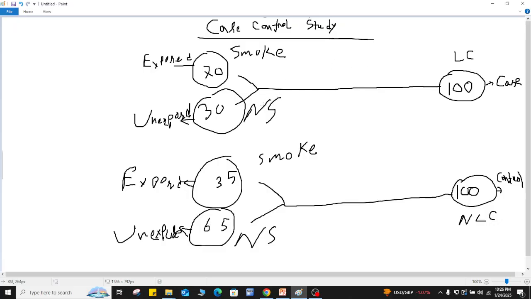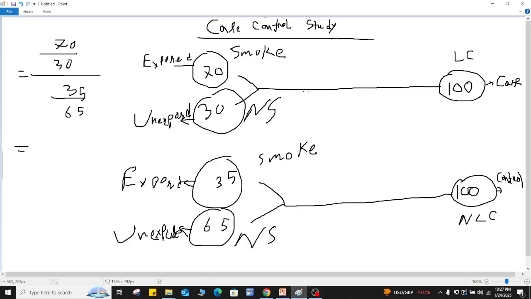Now what we're going to do here, we are interested to take the odds of the exposed group and unexposed group in case, and the odds of the exposed group and unexposed group in control. So what is the odds of the exposed group and unexposed group in case? It is 70 divided by 30. And the odds of the exposed group and unexposed group in control is 35 divided by 65.